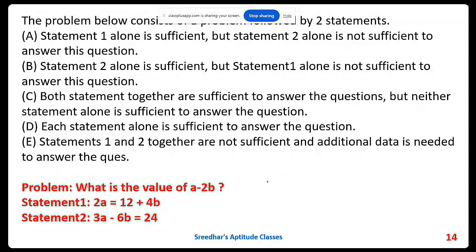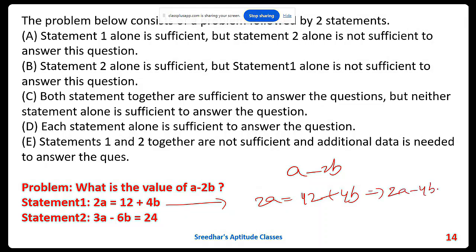Right. So here, the question is, what is the value of a minus 2b? In the first statement, 2a is equal to 12 plus 4b. If I bring that 4b to the left-hand side, 2a minus 4b is equal to 12. If I take 2 common, a minus 2b is equal to 6. So I got the value of a minus 2b from statement 1 alone. So 1 alone is sufficient.